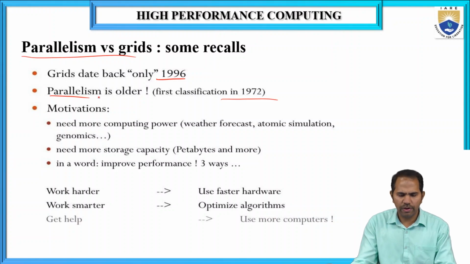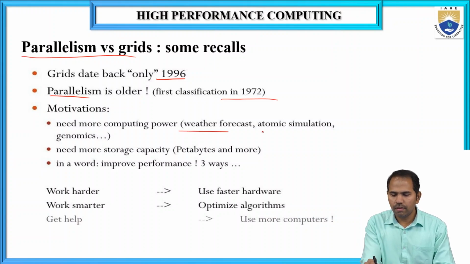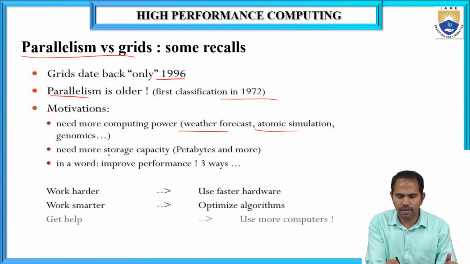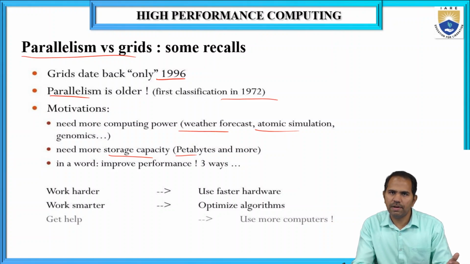Now, the motivations. Why do we go for this? We need more computing power, like weather forecasting and atomic simulations. The other thing is that we need more storage capacity. Nowadays we use gigabytes, GBs. Now we go for petabytes and more. Peta is more than GBs, and it is called PBs.